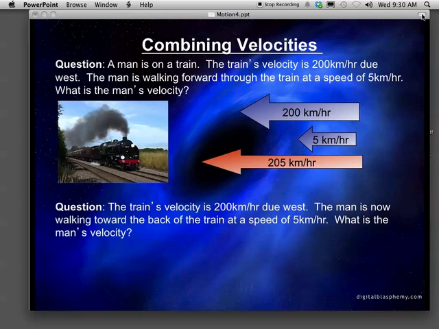If you've ever been on a train, you look out the window, if you walk forward, or if somebody was watching you from the outside, you'd be moving very quickly as you're walking forward in that train. Brandon? What if you walk the opposite way? So let's say that he's going back to his seat.